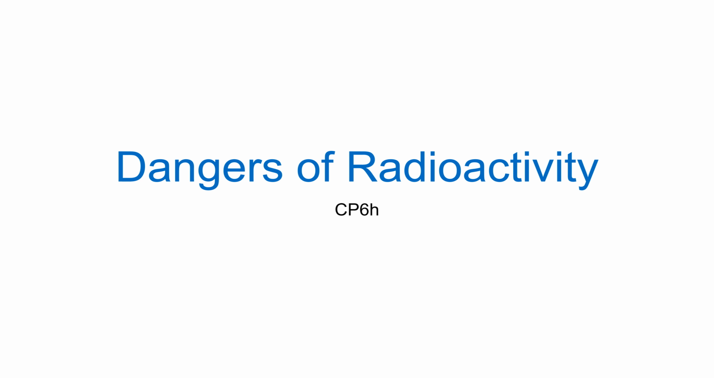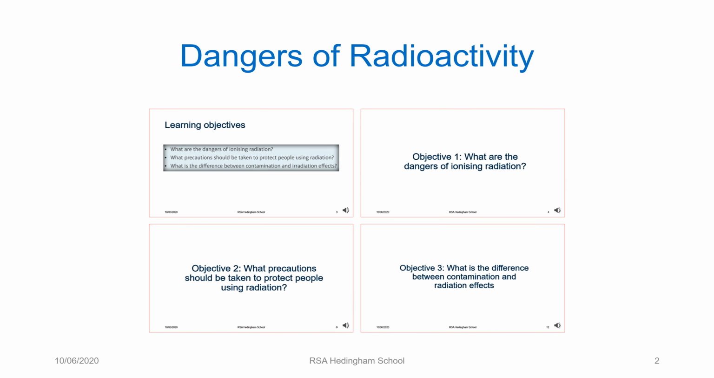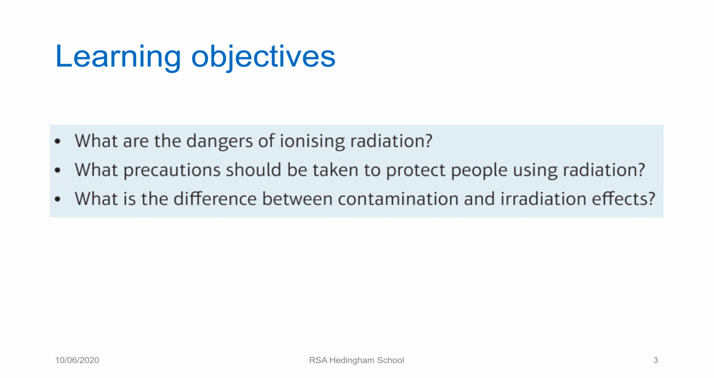Dangers of radioactivity. This is the last lesson in the topic about radiation. This lesson we have three objectives. What are the dangers of ionizing radiation? Secondly, what precautions should be taken to protect people? And thirdly, what is the difference between contamination and irradiation?